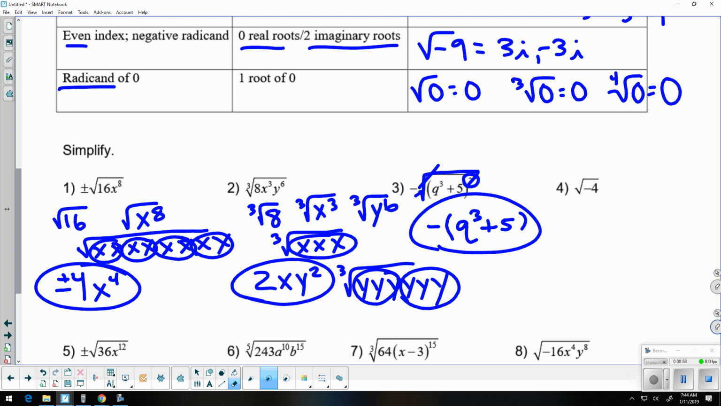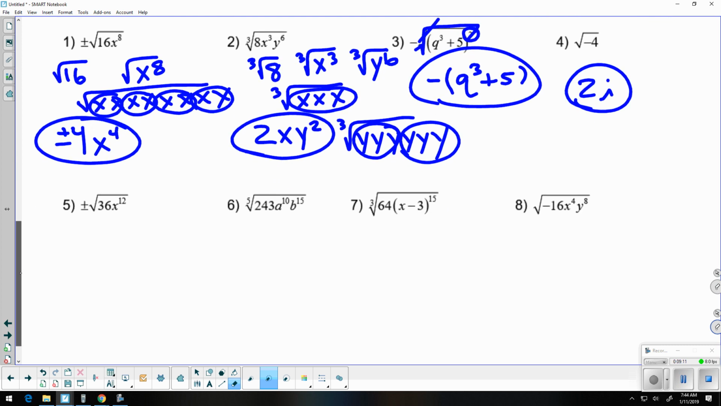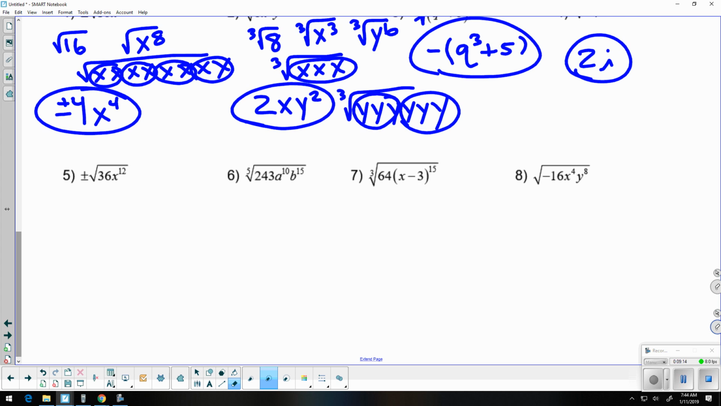But the last one, number 4, taking the square root of negative 4, answer is just 2i. So again, when it's just a square root by itself, I'm just asking you for the principal root, just the positive. Okay, so answer is just positive 2i. In the next row, okay, so we're taking the positive and negative square root of 36x to the 12th.